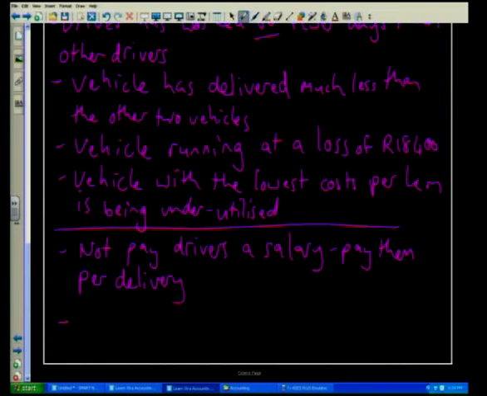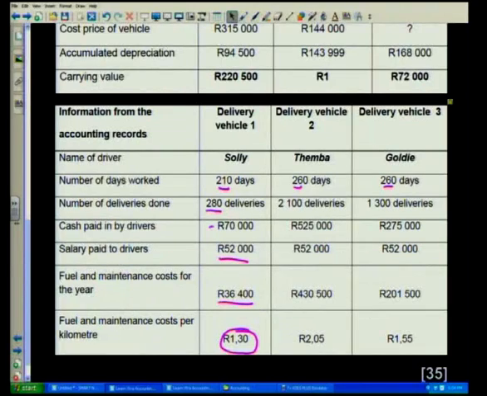Another thing that we could do is, because this vehicle has got the lowest costs per kilometre, we should perhaps allocate this vehicle to a different driver. And which driver do you think we should allocate it to? Well, I would say we should allocate this vehicle, which is the cheapest, to Temba, because Temba is doing 2,100 deliveries, whereas Solly is only doing 280.